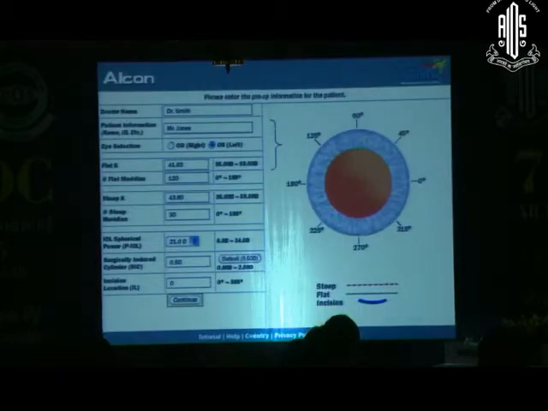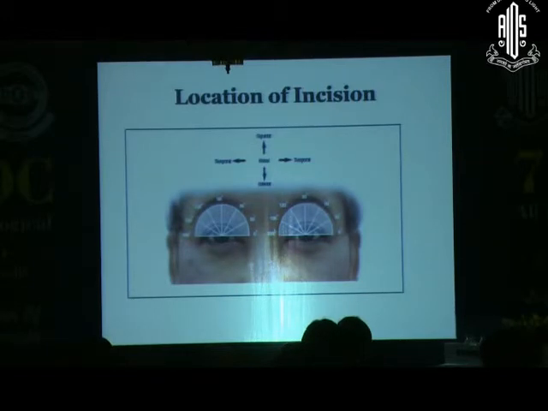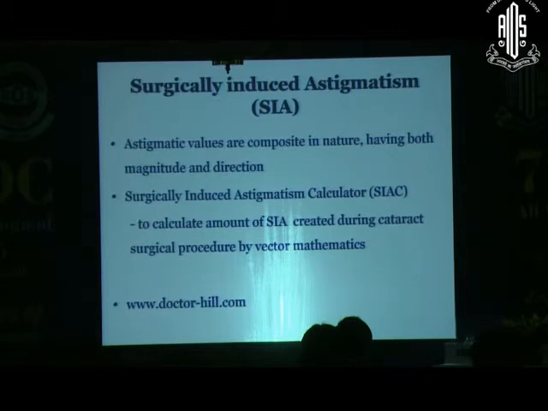Now, these four pieces of information, you put them in over there. You put your name and all that. You select the eye, then you put the flat K, the steep K, then the IOL spherical power based on the IOL power calculator, whatever formula you're using, depending upon the size of the eye. Your own surgically induced astigmatism, about which I'll come a little later. And of course, incision location. Incision location has various degrees: if you are in the right eye and making a temporal incision, it is 180. In the left eye, if you are making a temporal incision, it is 0 degrees. Depending upon the incision site where you make it, you enter the data.